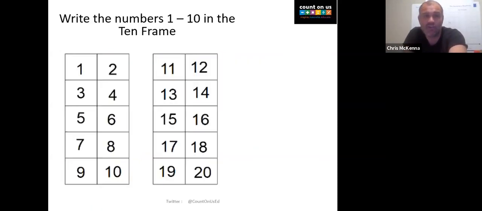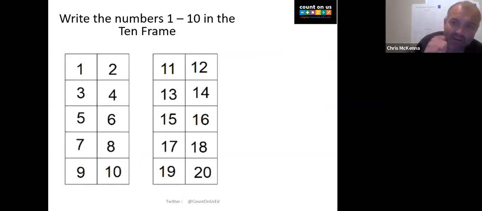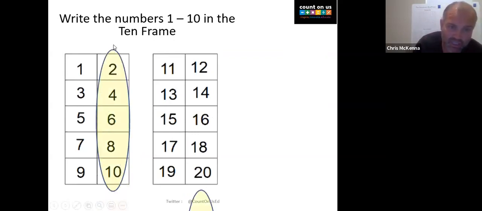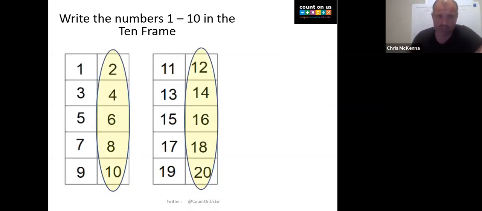Another way we can look at the difference between odd and even numbers is if we write the numbers in the 10 frames exactly the way I've written them here. You can see I've written the numbers 1, 2, 3, 4, 5, 6, 7, 8, 9, 10 up to 20. But I've written them purposely like that so that we can say those numbers there are our even numbers.